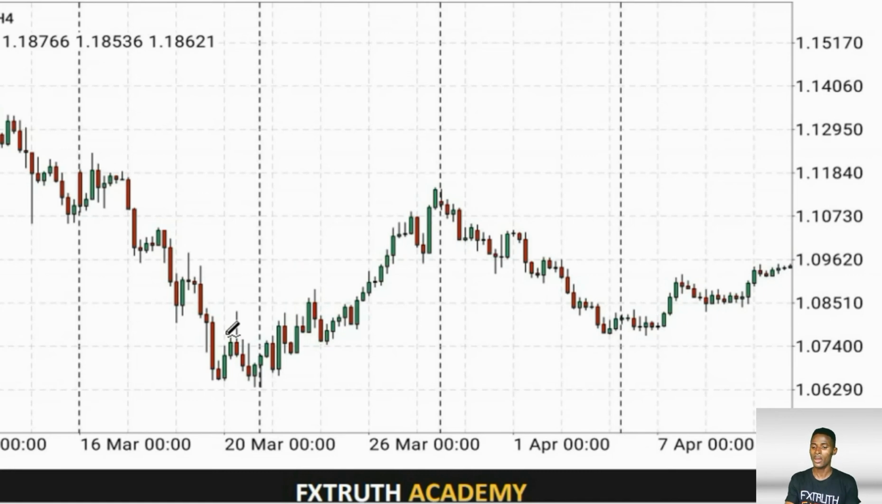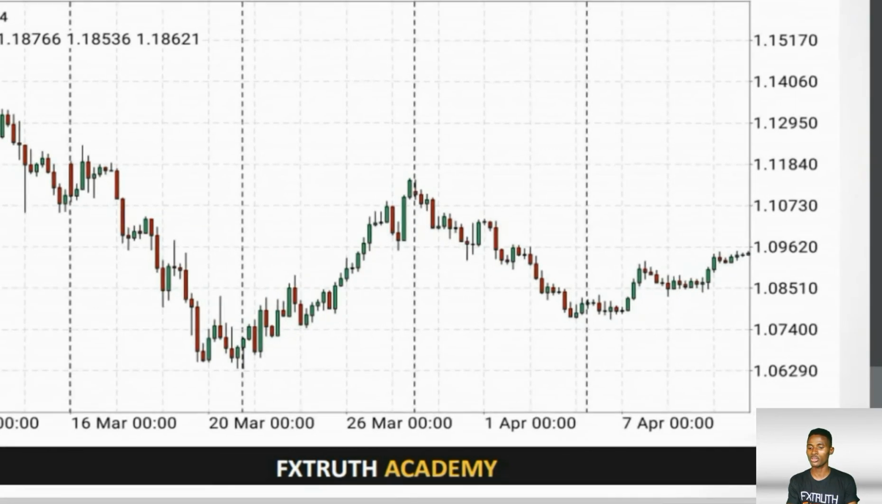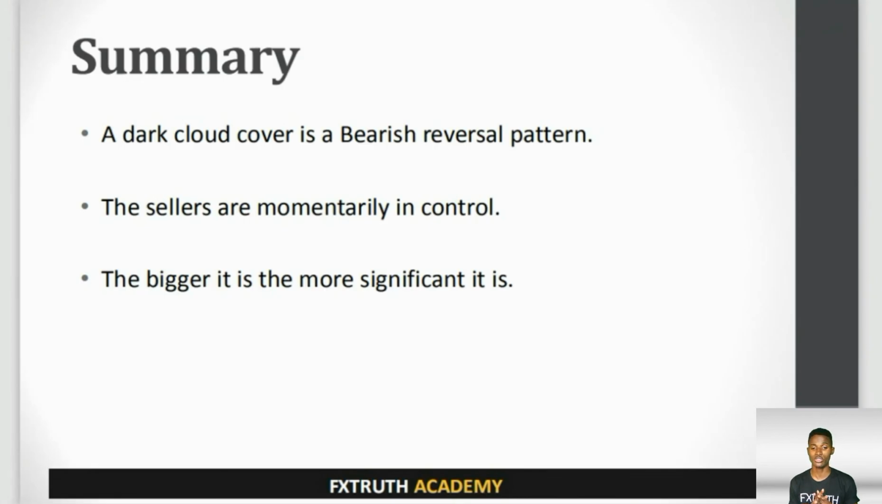So now let's move forward to the end of today's class. Let's talk about the summary of all we've learned. A dark cloud cover pattern is a bearish reversal pattern. It shows that the sellers are momentarily in control. The bigger this pattern is, the more significant it is.